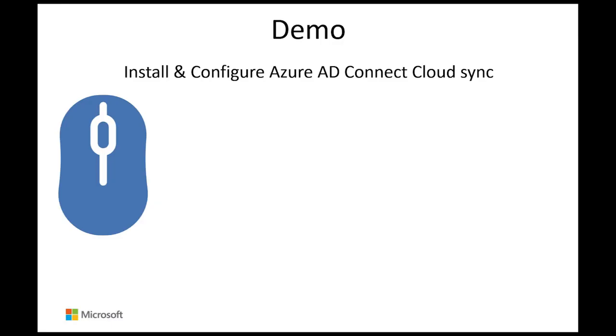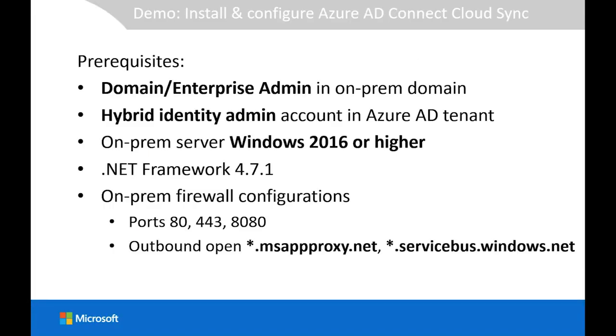Now we're going to take a look at installing and configuring Azure AD Connect Cloud Sync. And before getting into this, there are a couple of prerequisites that have to be met. I have to be signed in the on-prem domain as an enterprise or domain admin. I have to be at least a hybrid identity admin in Azure AD. In this case, I'm a global admin, which will do the same thing. My on-prem server has to be at least Windows 2016. I have to have .NET Framework 4.7.1. And my on-prem firewall has to allow ports 80, 443, and 8080. And I have to enable outbound rules that allow traffic to msappproxy.net and servicebus.windows.net.